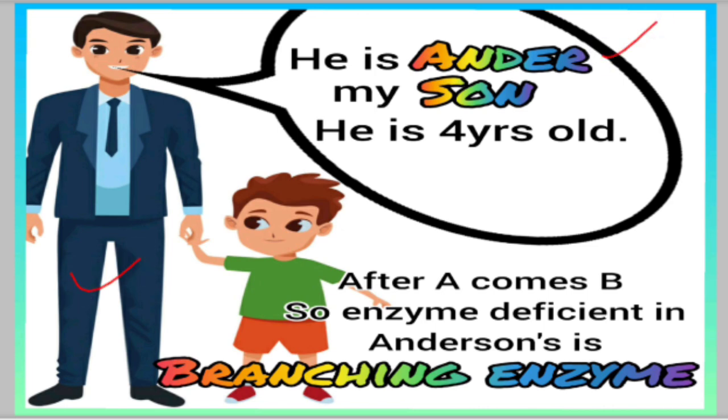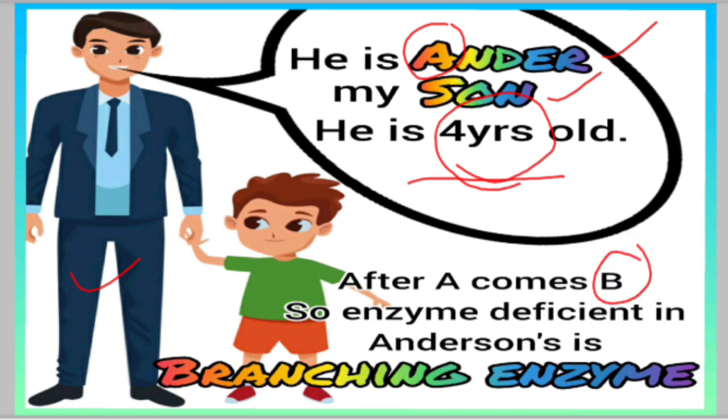His name is Ender and he is my son and he is 4 years old. So with the 4 years we can understand that this particular disease, which is Andersen disease, is type 4 glycogen storage disorder. And here Andersen, as the name starts with the A, so after A comes B, so the enzyme which is deficient in Andersen's is branching enzyme.